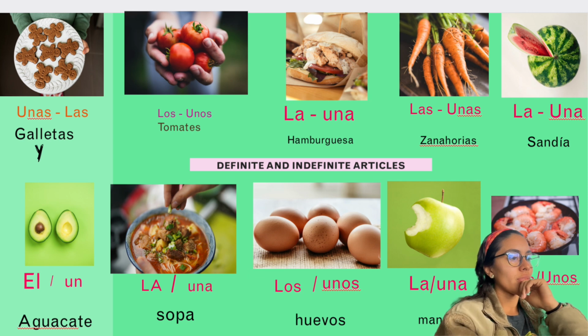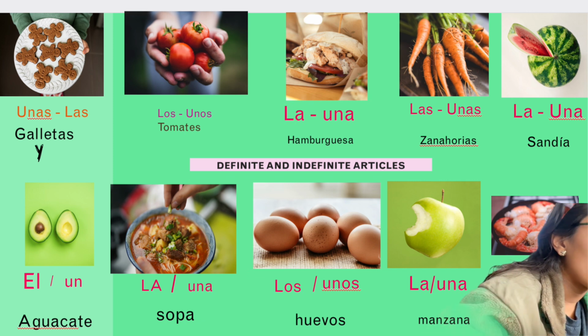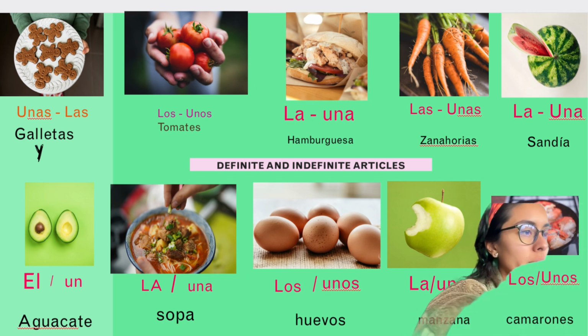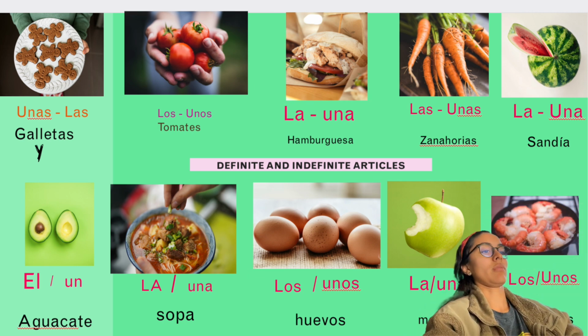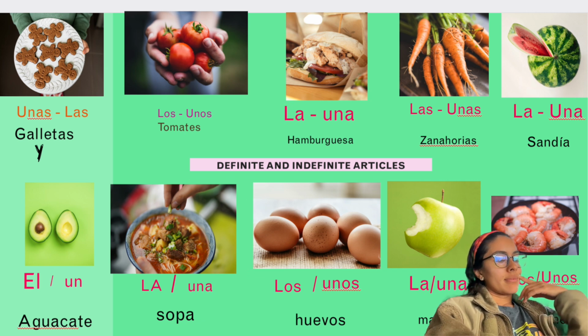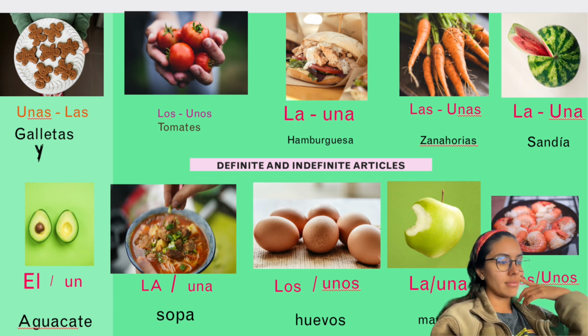Unas galletas. Okay, remember our rule, okay? Our helpful Y. Every time we have a double L, you make a Y sound. Unas galletas. Las galletas. Los tomates. Unos.